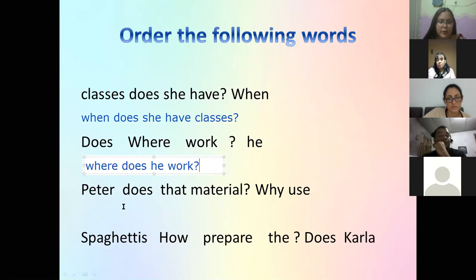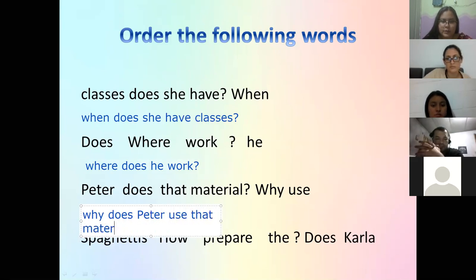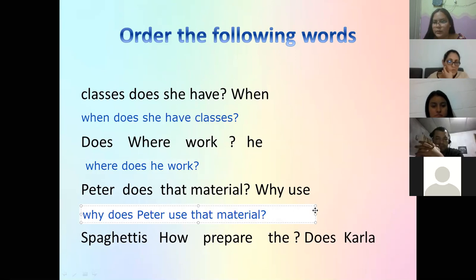The next one, number four. Peter does that material why he used. That is in this order. What is the correct order? Why does Peter use that material? Very good. In this case, Zulma, what are you asking about? Reason. Reasons. Very good. We're asking about reasons.